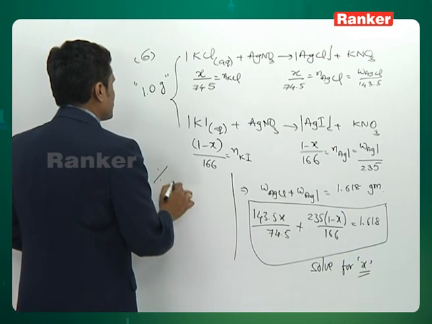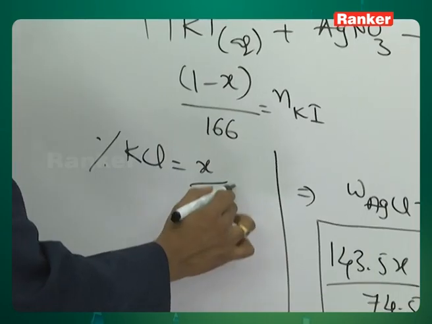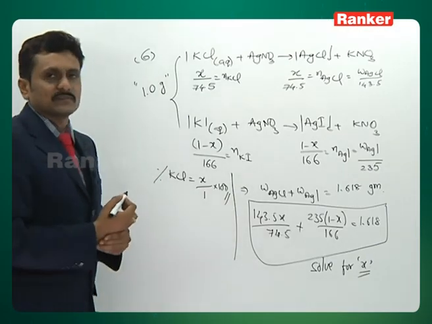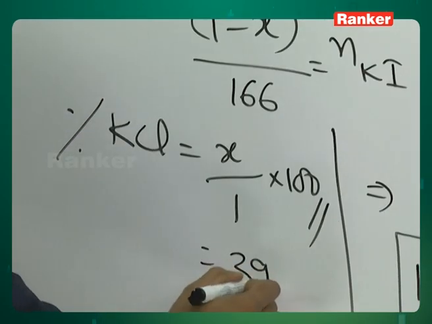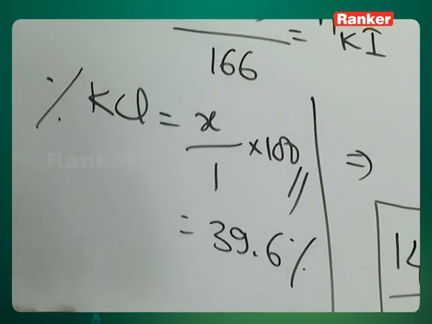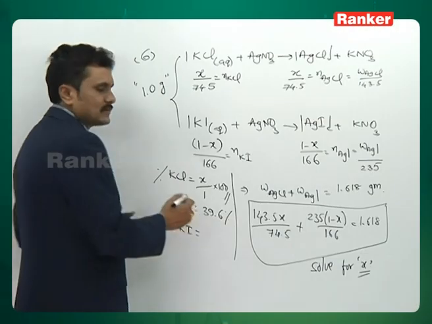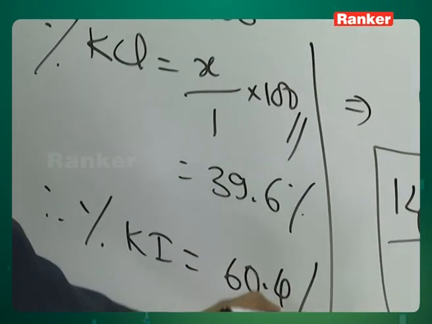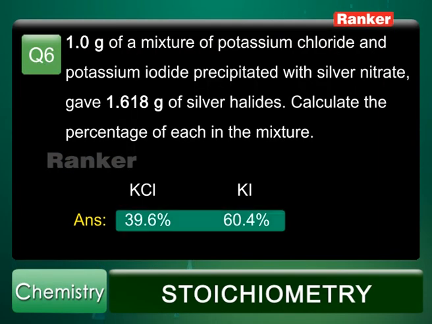So now we will be solving this for x, and after solving for x, when you are asked to find the percentage composition of KCl, you will divide this x by the total weight, and multiplication with 100 will fetch you the percentage composition of the mixture, which is turning out to be 39.6. Therefore, the percentage of KI will be 100 minus this, that is 60.4%. So these are your answers for this particular question.